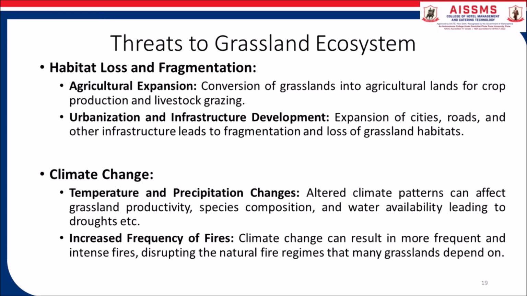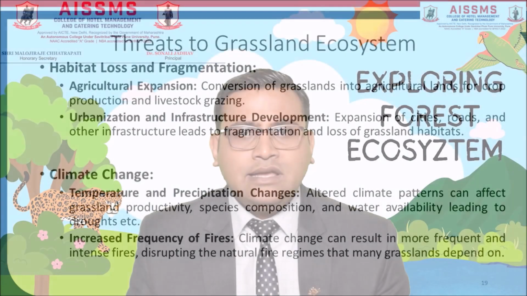Next one will be climate change. Temperature and precipitation changes have altered climate patterns that can affect grassland productivity, species composition, and water availability, leading to increased vulnerability to droughts and extreme weather events. Increased frequency of fire has resulted in more frequent, intense fires, disrupting the natural fire regimes that many grasslands depend on.